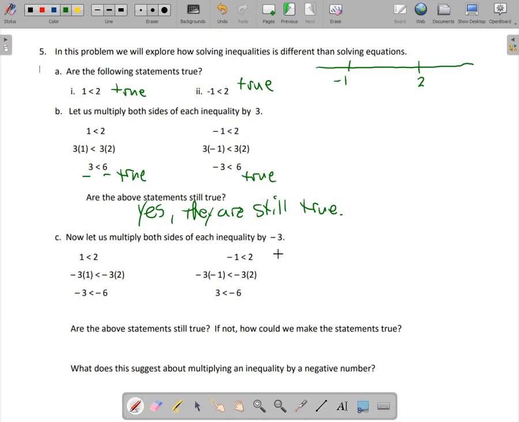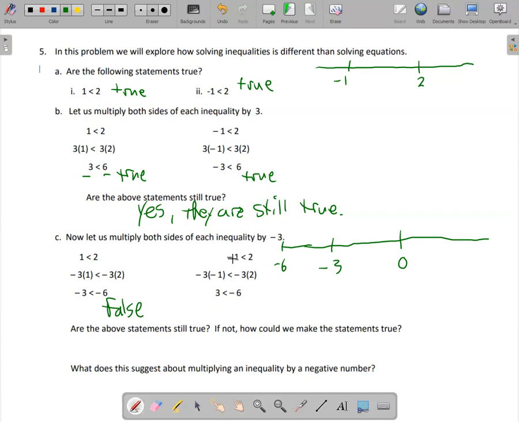Okay, next we're going to multiply by -3 to see what happens. So back to the original, 1 is less than 2. 1 times -3 is -3. 2 times -3 is -6. Is that true? Here is -3. Nope, I lied. Let's put 0 in here. There's 0. If -3 is over here, where's -6? That way. Further this way. So like over here, maybe. Is -3 less than -6? No, it's bigger. So this is false.